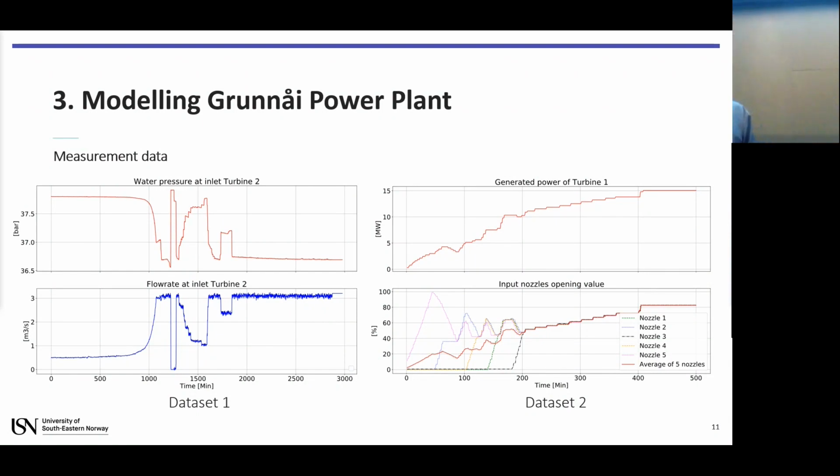The first data set, as you can see on your left, has the water pressure and the flow rate, while the second one has basically the generated power and various input nozzles and the opening valves, both for turbine 1. While data set 1 is from turbine 2.